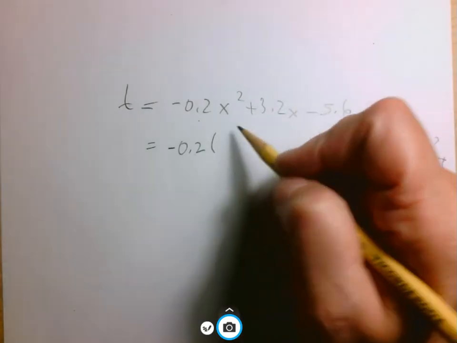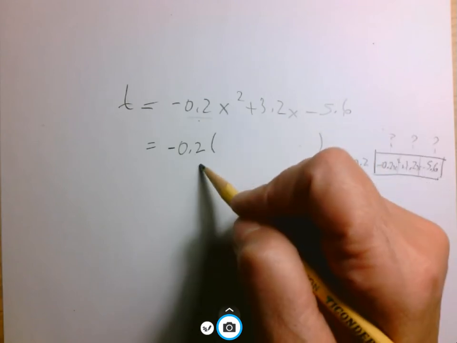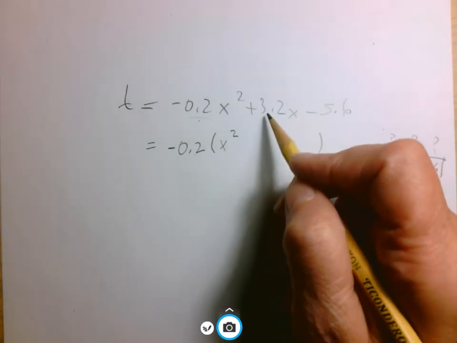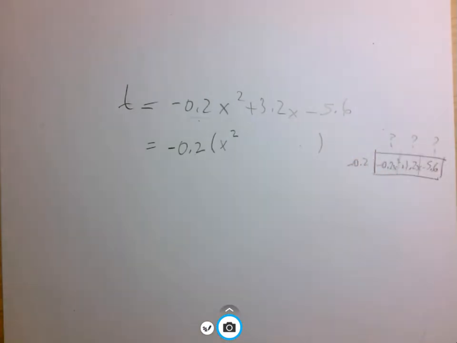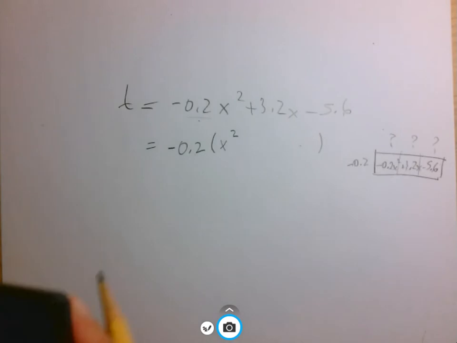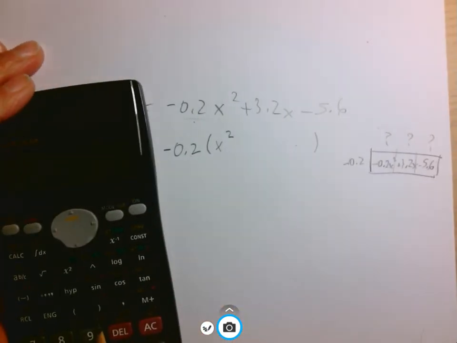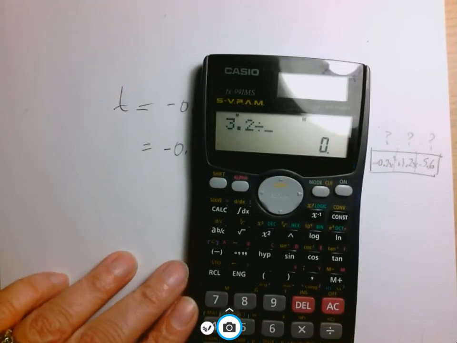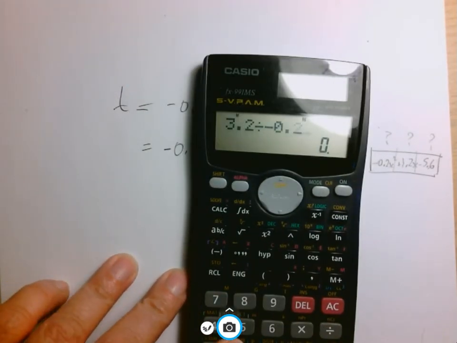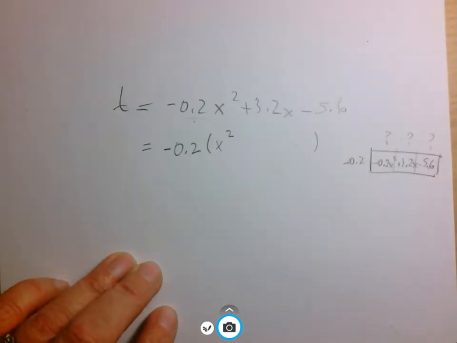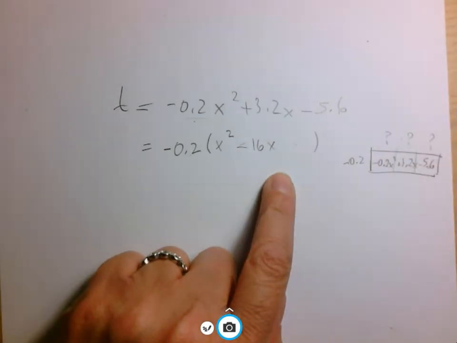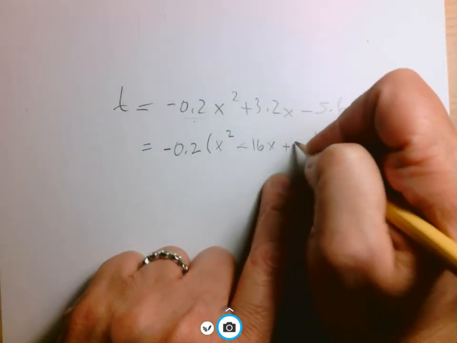So for the first part, this negative 0.2x squared divided by negative 0.2 is x squared. 3.2x divided by negative 0.2, just going to use my calculator. So 3.2 divided by negative 0.2 is negative 16. And then negative 5.6 divided by negative 0.2 is 28, positive 28.